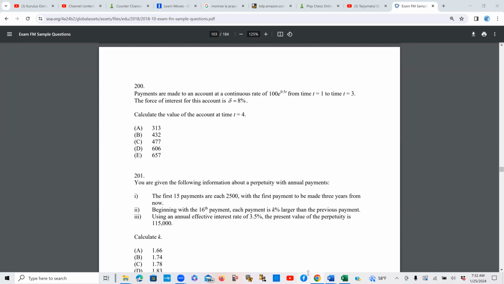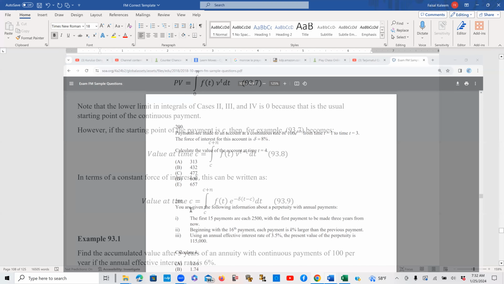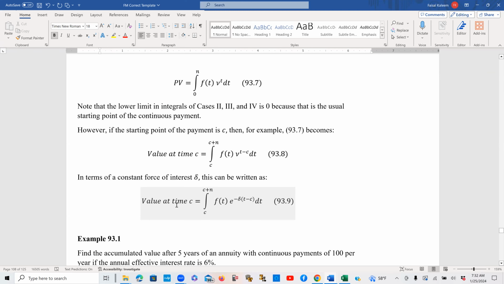So we can apply equation 93.9, because this time we are not starting at time 0, but at time 1. If you recall from lesson 93, we said that the value at time c would be from c to c plus n. Normally it's 0 to n if you start at 0, but if you start your payments at time c, then the value at time c, because that time c becomes the current time, is where the payments are starting.